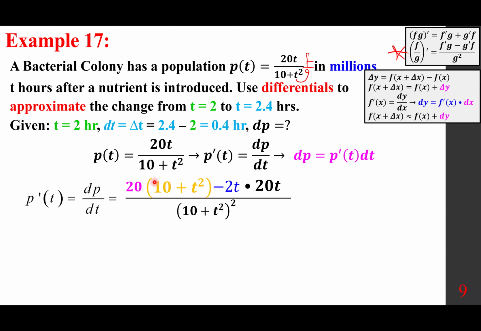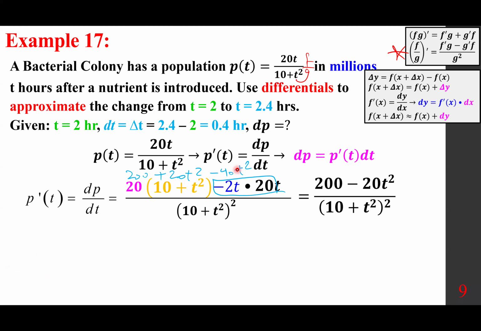So to simplify, we are going to distribute, and we are going to get 200 plus 20t squared minus 40t squared. These two combine. This is what we get, 200 minus 20t squared over 10 plus t squared quantity squared. And what is dP? It's exactly the same thing times dt. So we're going to go back to the given and replace the t with 2 and dt with 0.4.